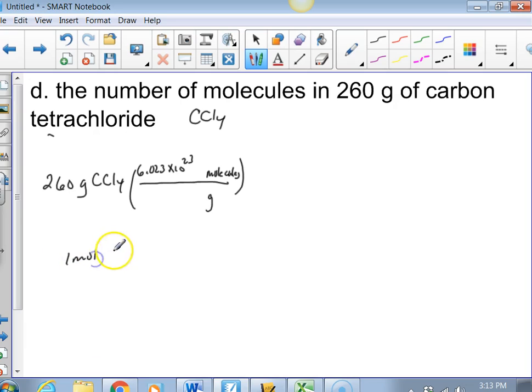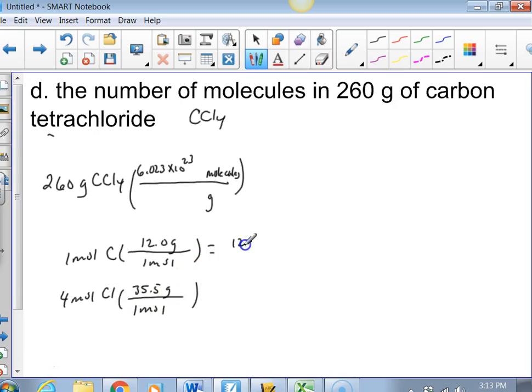So we have 1 mole carbon, and we have 4 moles chlorine. There's 12 grams for every 1 mole of carbon. And there's 35.5 grams for every 1 mole of chlorine. So this is going to be 12 grams from carbon and 142 grams there. Add those together and we get 154 gram per mole of carbon tetrachloride.